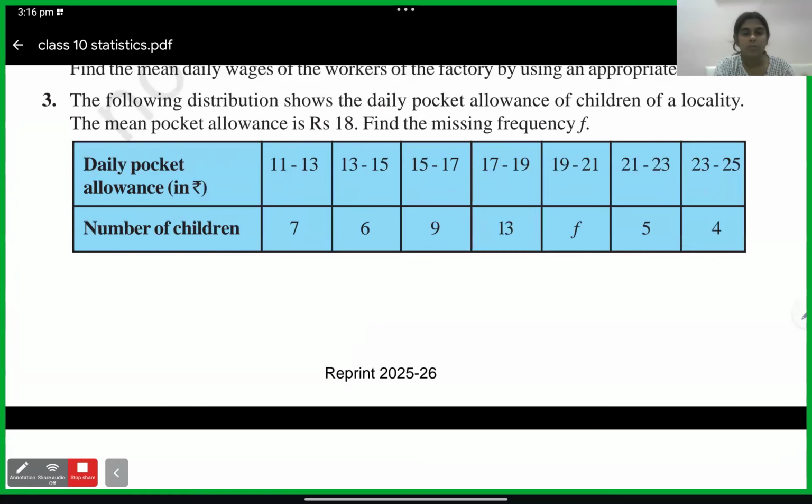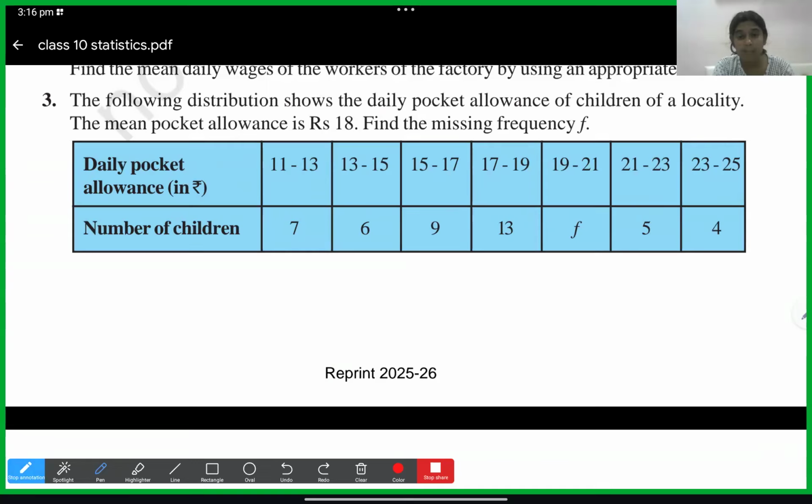The following distribution shows the daily pocket allowance of children of a locality. The mean pocket allowance is rupees 18. Find the missing frequency F.